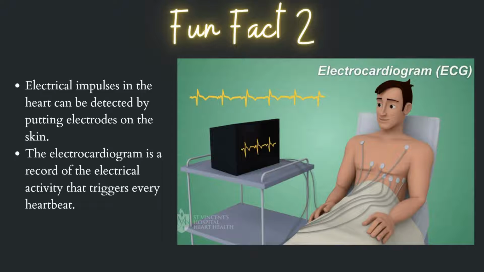Okay. Before continuing again, let me give you another fact here. Electrical impulses in the heart can be detected by putting electrodes on the skin. So these are the electrodes, they put them on the skin, so it can detect electrical impulses made by the heart. The electrocardiogram, which is this, is a record of the electrical activity that triggers every heartbeat. This is the electrocardiogram, also known as ECG.